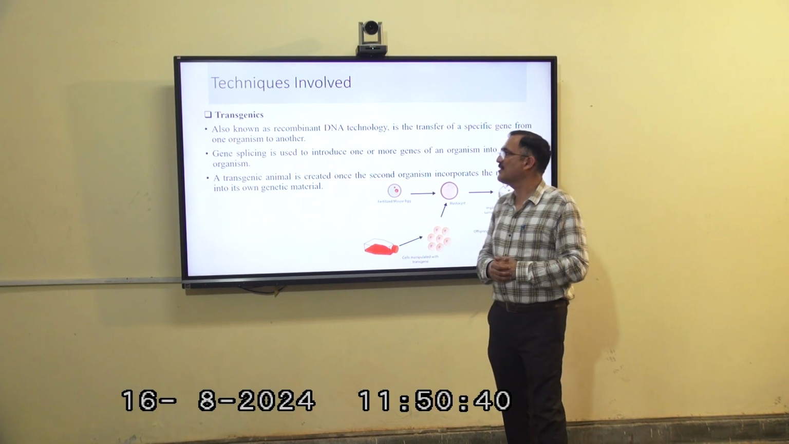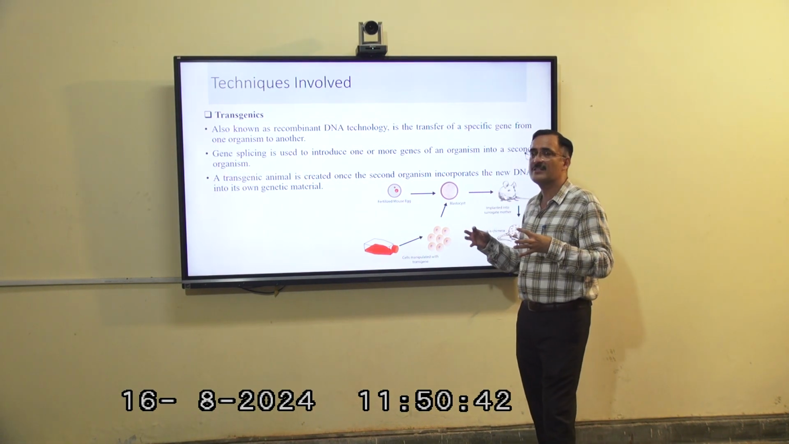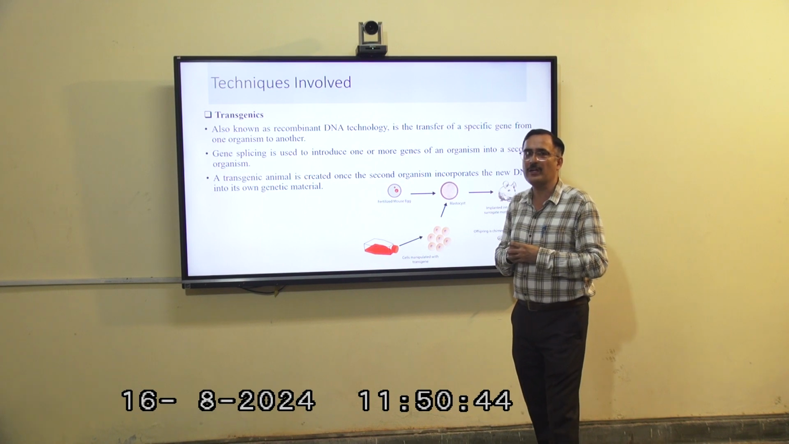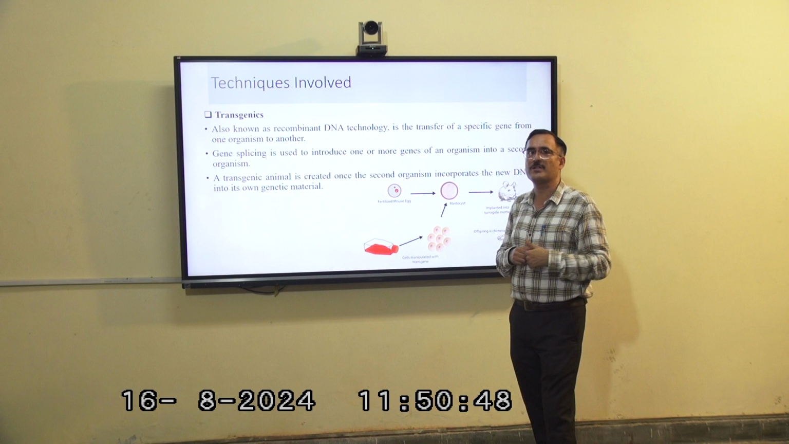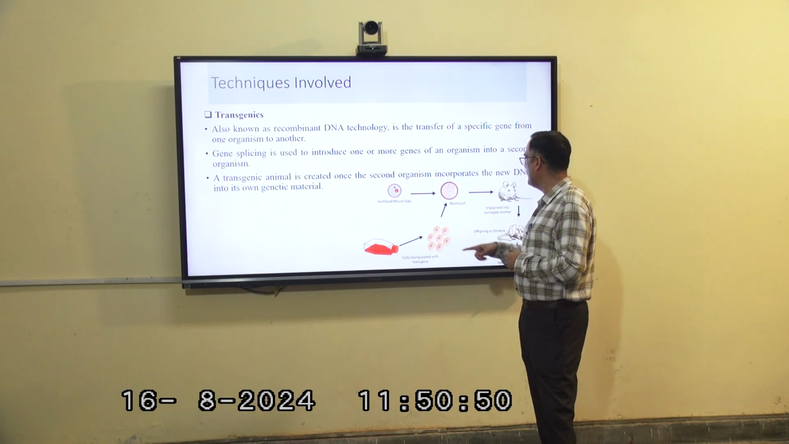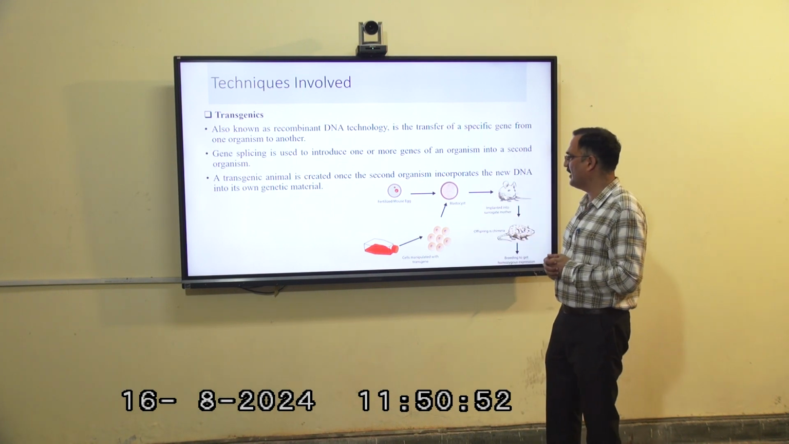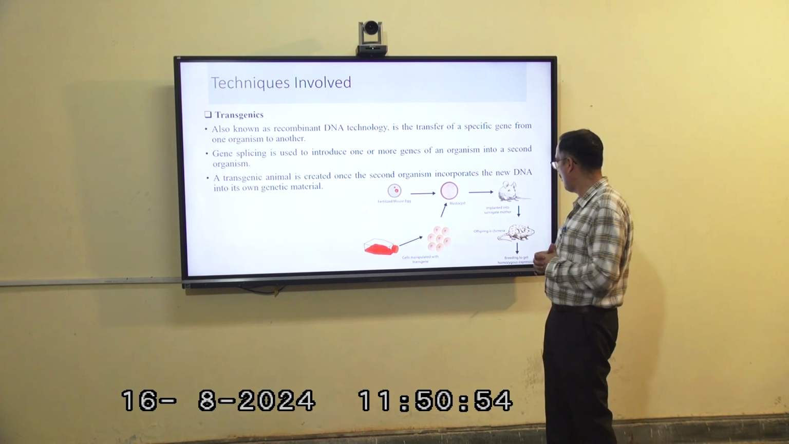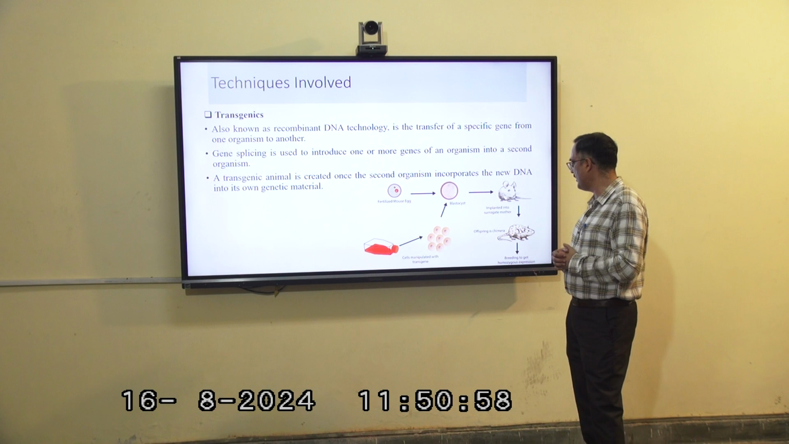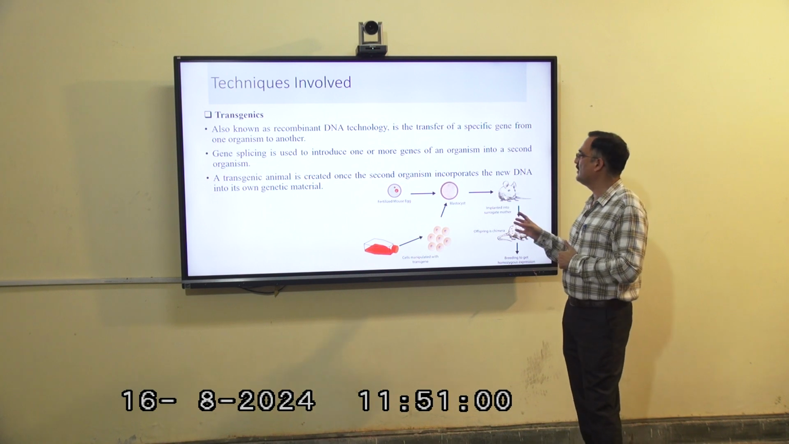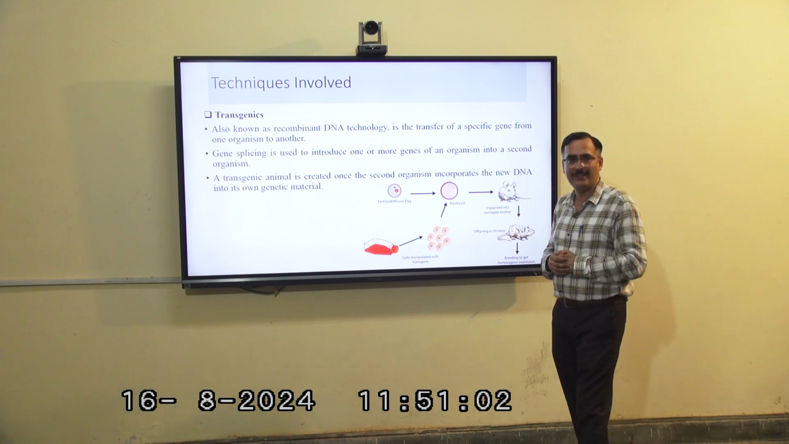The transgenics, as I already told you, are the product of recombinant DNA technology, where we can insert DNA from another source into a specific organism. Here this is the process of getting the recombinant organism. Like in this case, we can find that we have spotted mice developed with the help of this recombinant DNA technology.